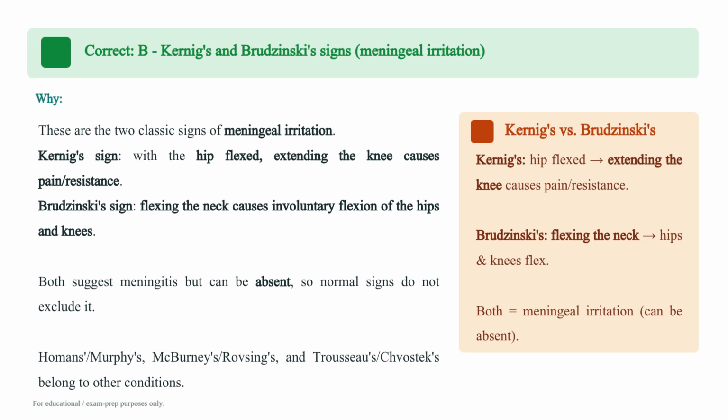The answer is B, Kernig sign and Brudzinski sign of meningism. These are the two classic signs of meningeal irritation. Kernig sign. With the hip flexed, extending the knee causes pain and resistance. Brudzinski sign. Flexing the neck causes involuntary flexion of the hips and knees. Both suggest meningitis but can be absent, so normal signs do not exclude it. The other options belong to other conditions.